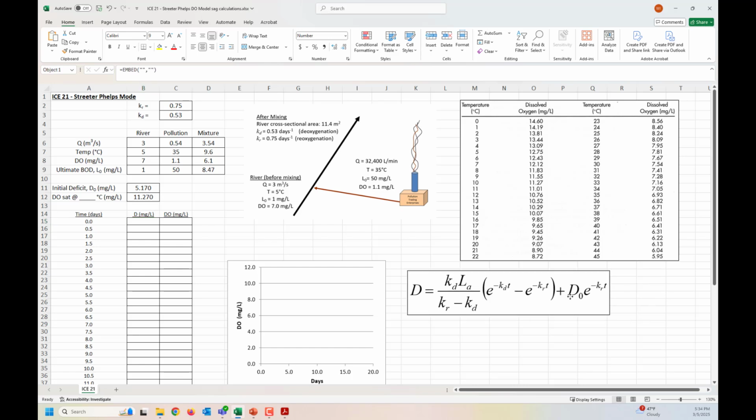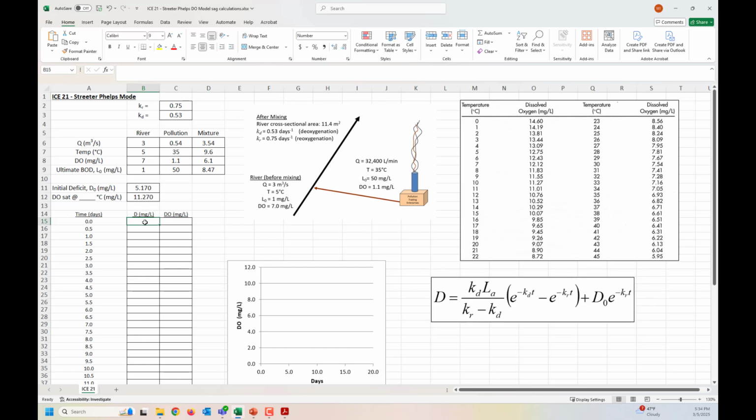Okay, so now I'm going to start typing this equation into Excel. So it is K sub D, and I'm going to anchor the reference by pushing the F4 button, times the L_A, and that is the ultimate BOD of the mixture. So that's this one. Anchor the reference, divided by K_R minus K_D. And I need to anchor those references because I'm going to be dragging this formula down. So I want it to always look in those cells.